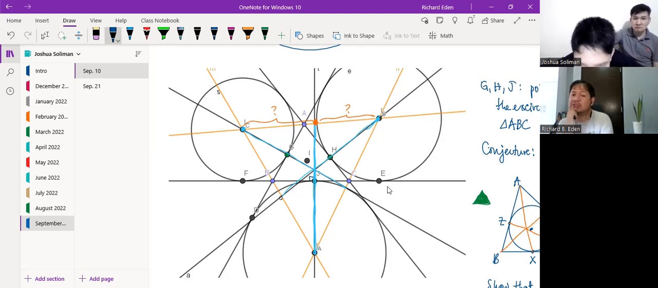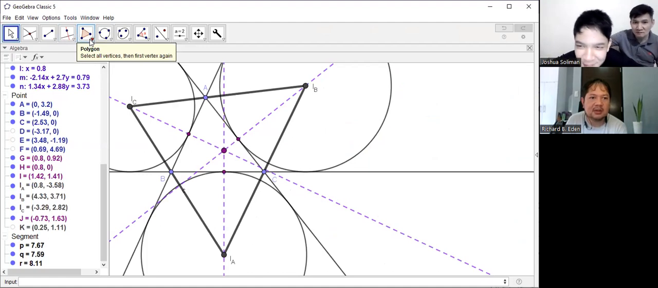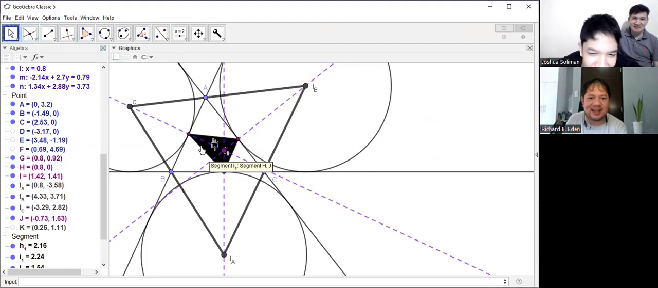But who knows, maybe the incenter. Wait, let's check. Hold on, I already prepared this in GeoGebra because I was thinking about this earlier. It looks really stylized and professional, thanks to GeoGebra. Okay, but oh wait, why does it do that?